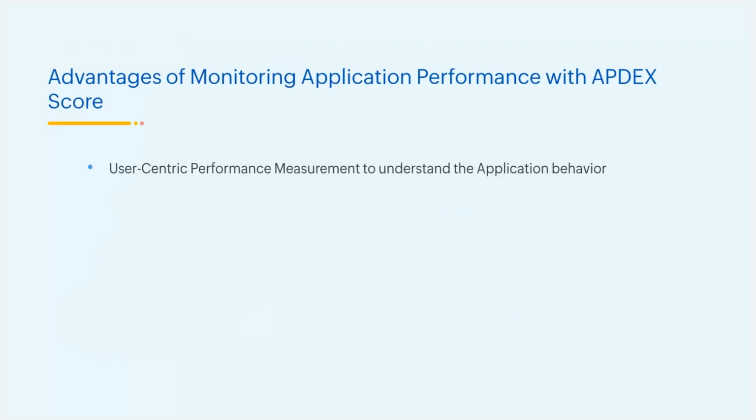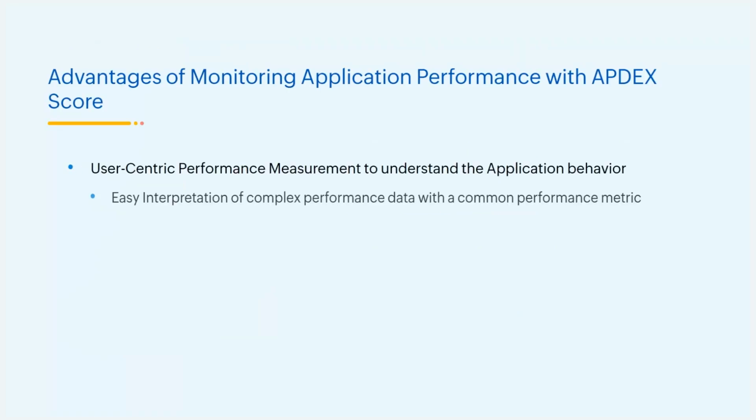Some of the advantages of monitoring application performance with the help of the AppDex score, so let us see them one by one. The first one is user-centric performance measurement to understand the application behavior, which will help you understand how each application's performance directly impacts the user experience and enable you to prioritize improvements.